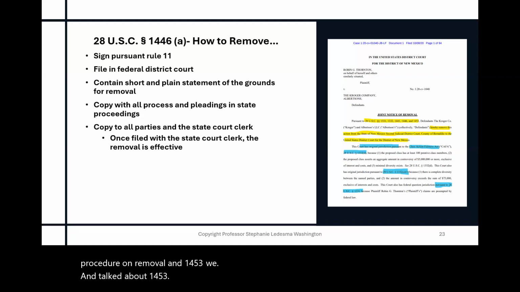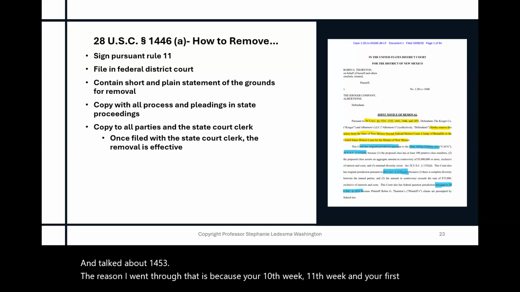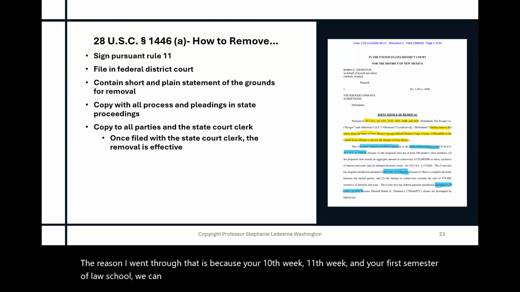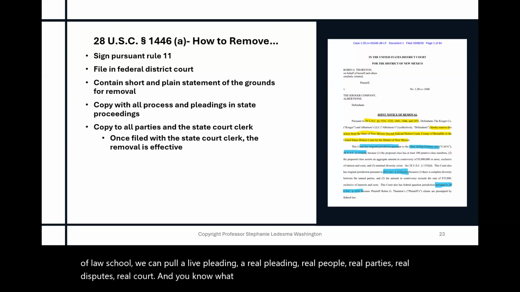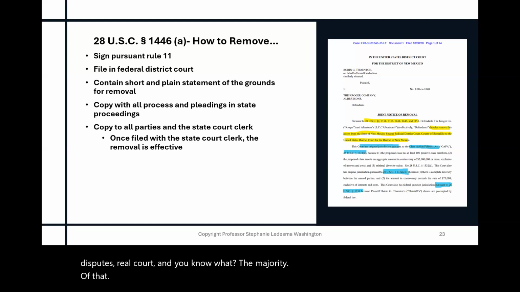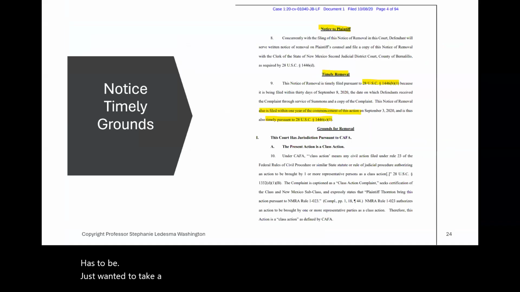The reason I went through that is because in your 10th week, 11th week in your first semester of law school, we can pull a live pleading, a real pleading, real people, real parties, real disputes, real court, and you know what the majority of that pleading is speaking on. That has to be transformative. Just wanted to take a minute to give you your flowers. Let's go ahead and move on to the next slide.